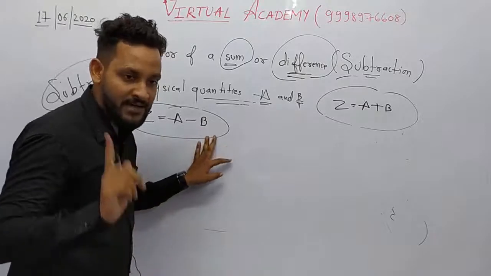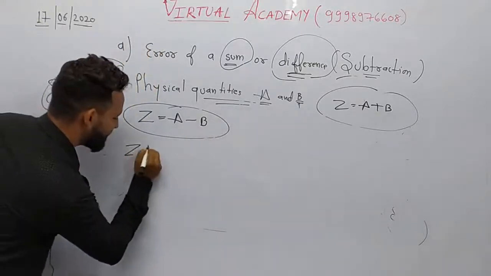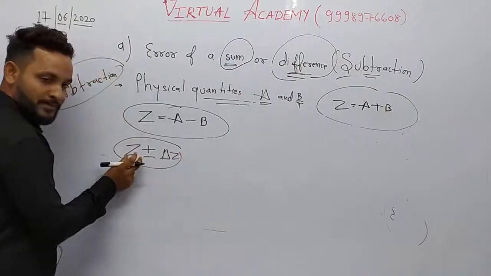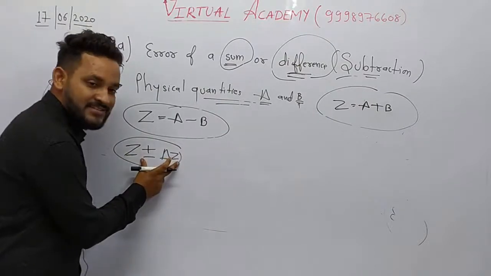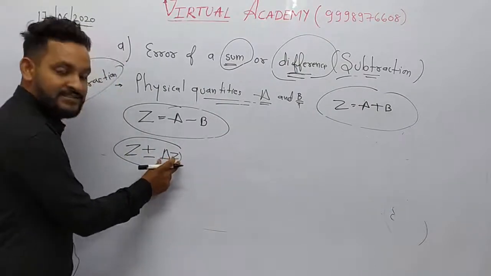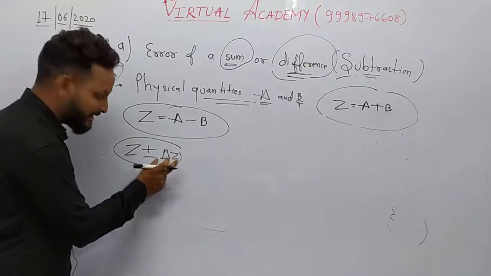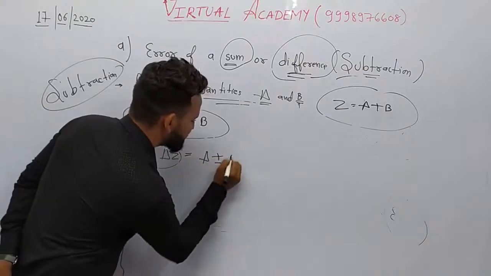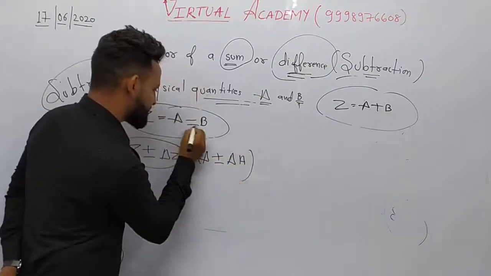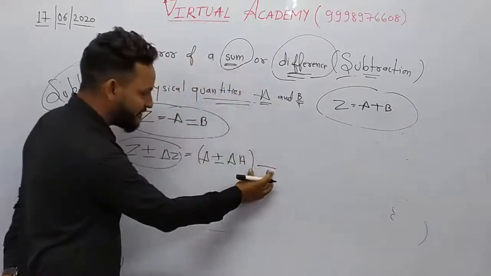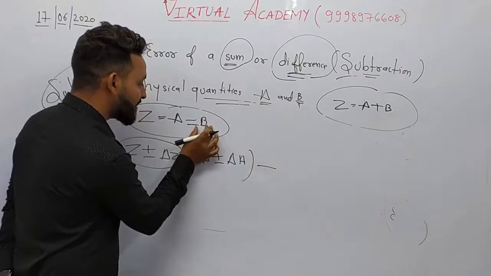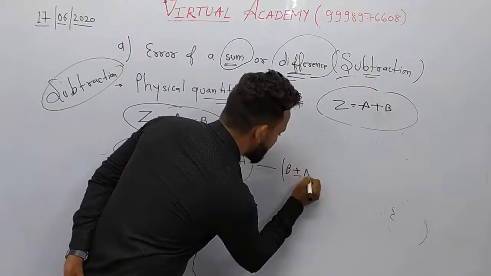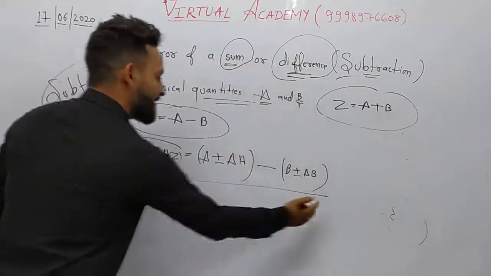But when the error arises, this equation becomes Z plus minus delta Z. Z is total measurement. Delta Z is the total absolute error. It may be positive and negative. What about A and B? So A plus minus delta A. Now there is subtraction, so we have to put the sign of negative, the sign of subtraction. Now what about B? It is also B plus minus delta B. So this equation is followed for subtraction.